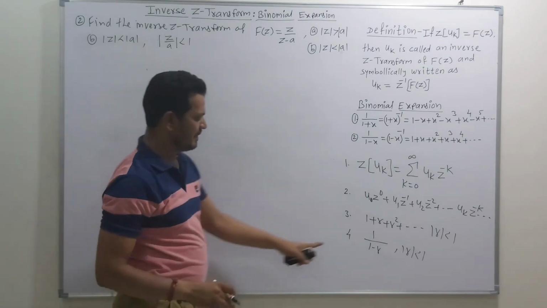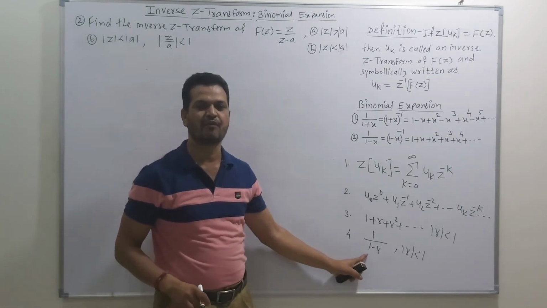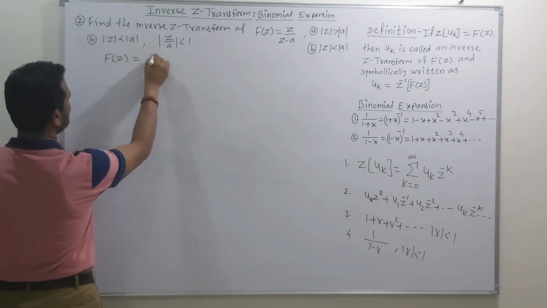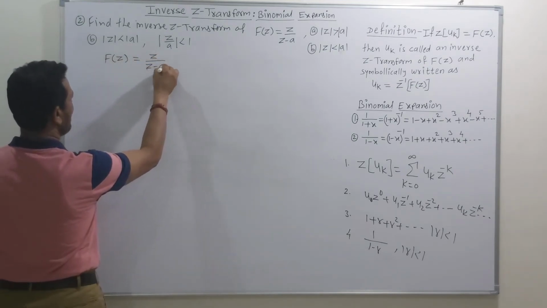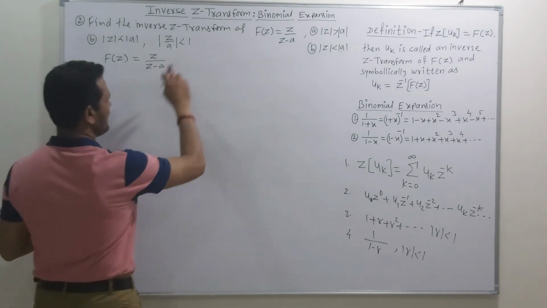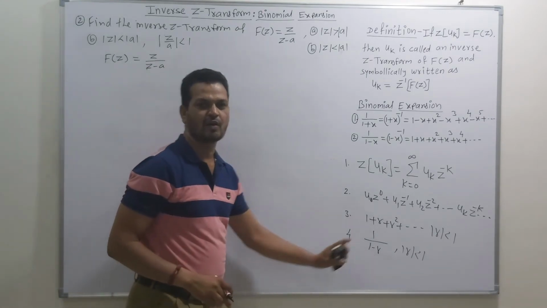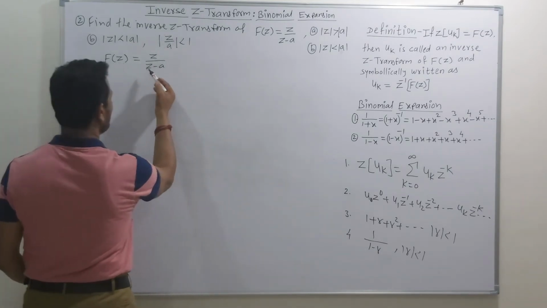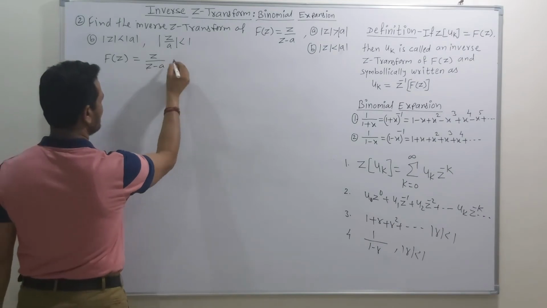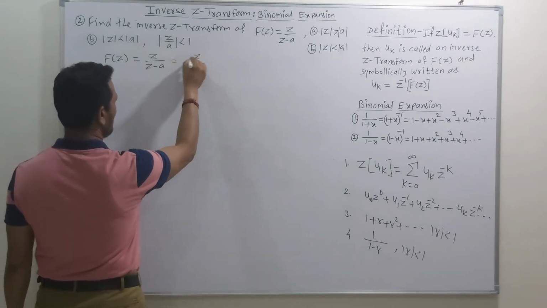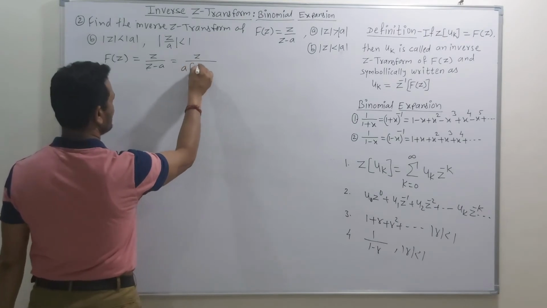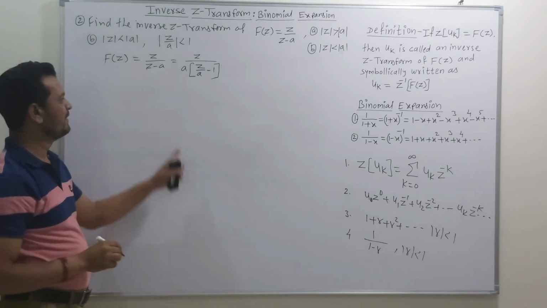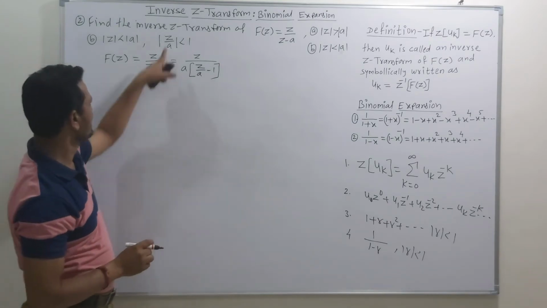Now the next aim is to write the given function in terms of 1 upon 1 minus r. Here the given function is f of z equal to z upon z minus a. Write this function in terms of 1 upon 1 minus r or 1 plus r, where the value of r is z upon a. So write the denominator in terms of z upon a: take a common from the denominator, and we get z upon a minus 1.